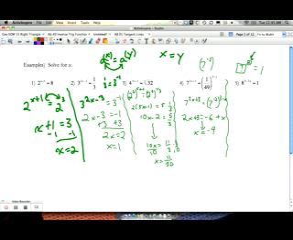Because anything to the 0 power equals 1. Then that tells me that this power right here has to equal 0. So 5 minus 2x equals 0. 2x equals 5. X equals 5 halves. So there we go.